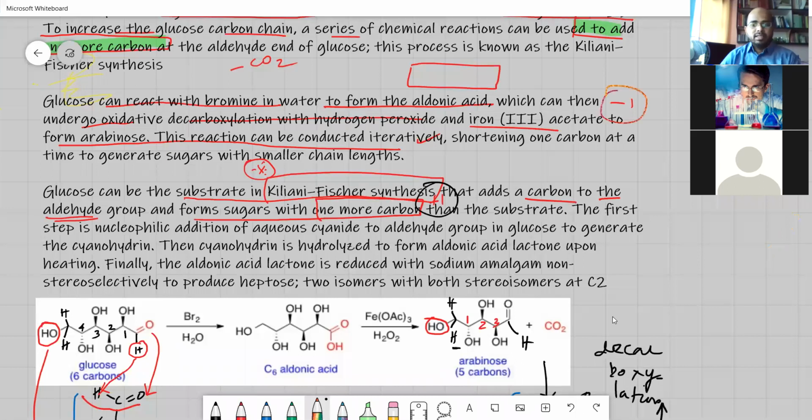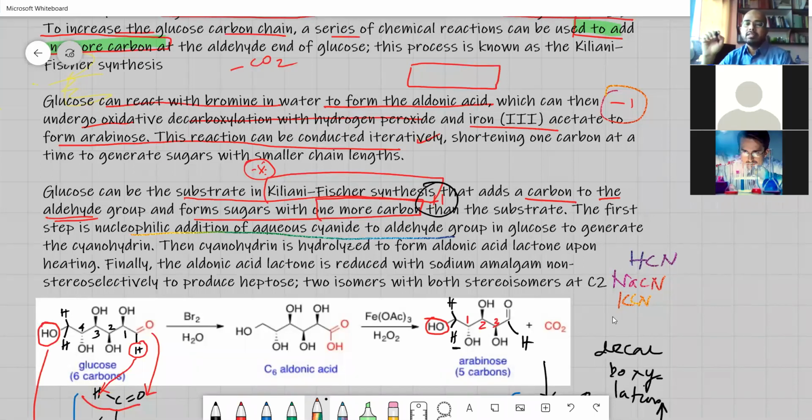Okay. Then the substrate, the first step is a nucleophilic addition of aqueous cyanide to the aldehyde group. Do you remember what I told you about hydrogen cyanide? This is also called hydrocyanic acid. Industrial chemistry uses hydrogen cyanide as well as potassium cyanide for further reactions. Remember, there are many pharmaceutical entities. Wherever you go, the first thing they ask is, how will you increase our carbon chain in a particular chemical reaction? So the first step is addition to form cyanohydrin.